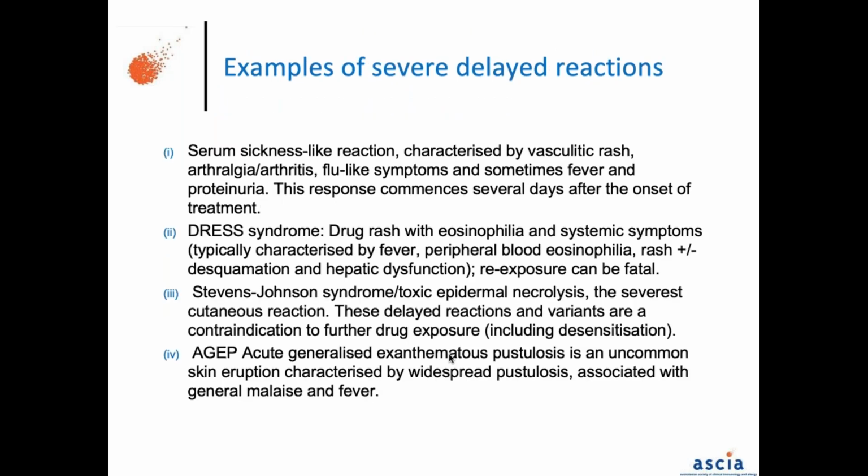Other examples of very severe delayed reactions that occur after the course of antibiotics are serum sickness-like reactions, which classically occur 1 to 2 weeks after the course of antibiotics, characterized by a vasculitic rash, arthralgia, and arthritis, a very high CRP, often low complement levels. So bloods in that context are really, really helpful. Flu-like symptoms, sometimes fever and proteinuria.